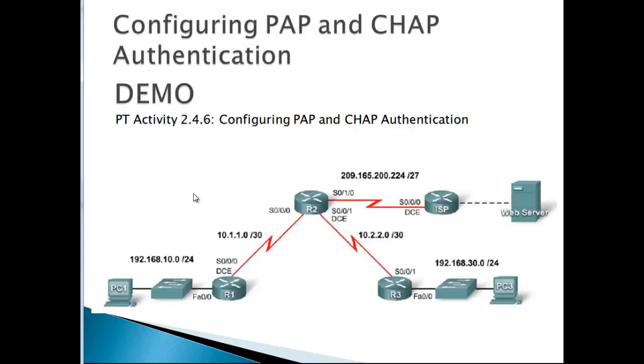Okay, now I will do a configuration demo into configuring PAP and CHAP authentication. Now this is a Packet Tracer activity 2.4.6, configuring PAP and CHAP authentication. First, with this demo, we're gonna enable OSPF here, OSPF first as a routing protocol, and then we will do the default route, and then we'll enable the PAP and CHAP. Okay, here we go.